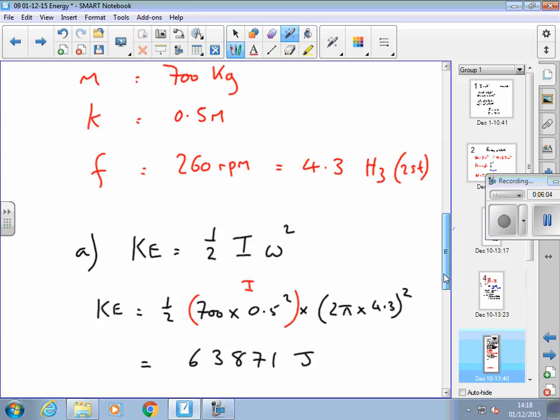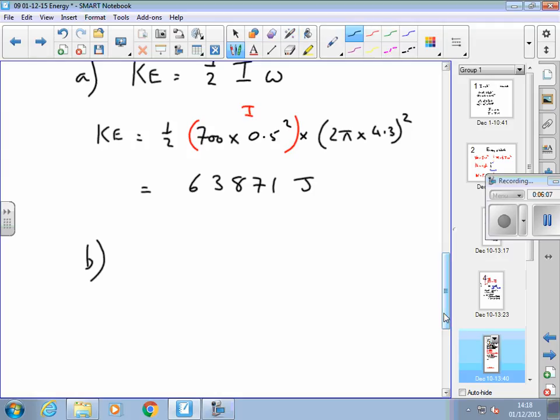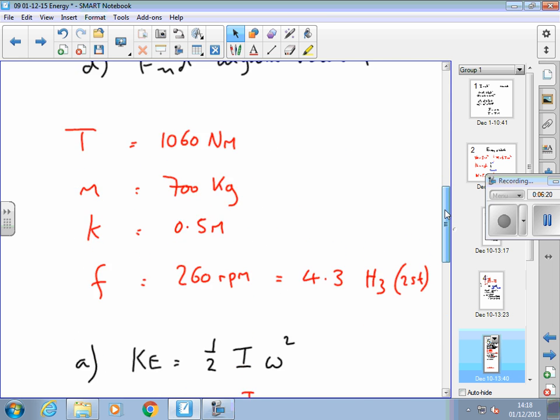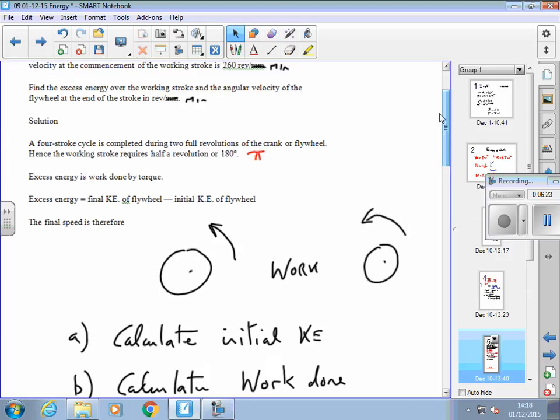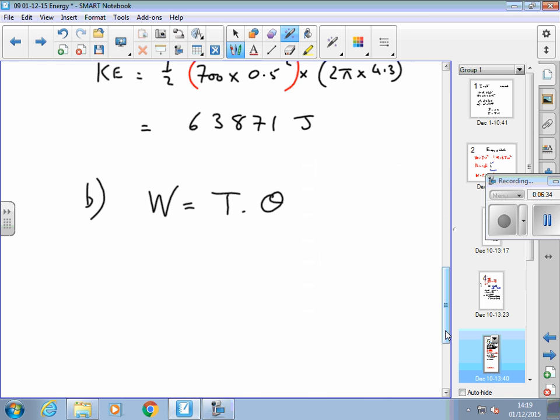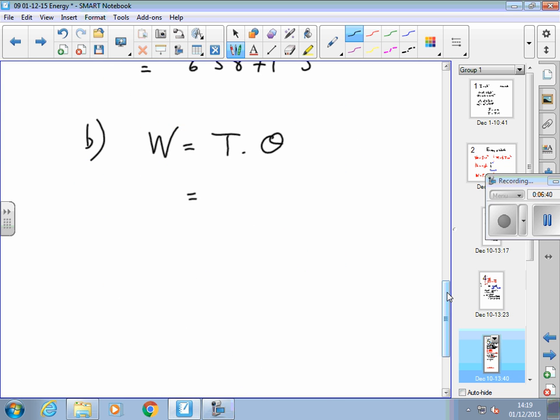So what's the formula for the work done? The work done in a rotational example is the torque, the force, times the distance moved. The torque we're given, but the distance moved, of course, is the distance during this working cycle, which we've already said was pi radians. So the distance travelled is pi, so the work done is just the torque, which is 1060, was it? Yeah, 1060 pi. Leave it in terms of pi.